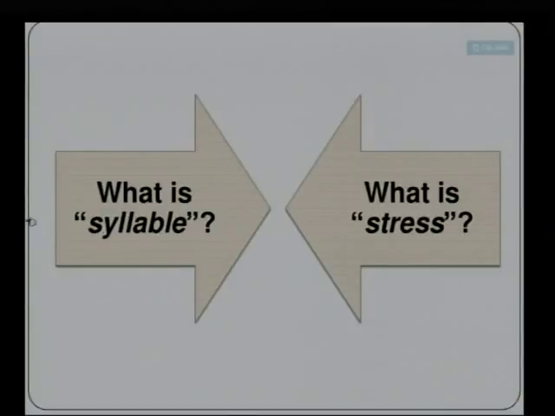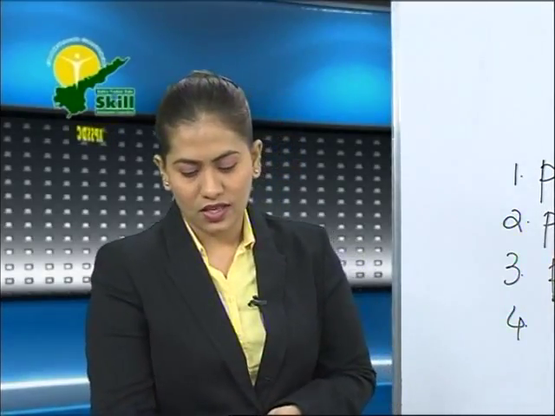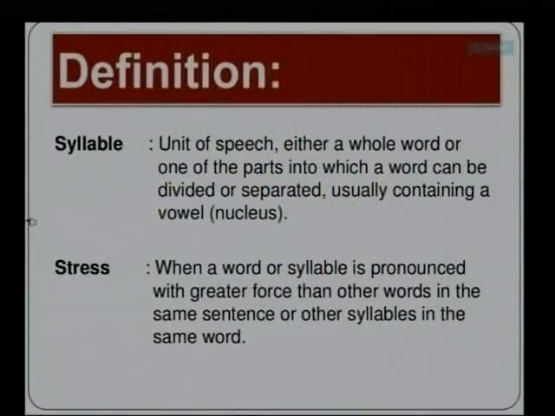So to understand syllable, I would like to give you an example. How do we define it is something very simple. We have to understand what is syllable and what is stress. So syllable, in general, is a unit of speech, either a whole word or one of the parts into which a word can be divided or separated, usually containing a vowel sound as its nucleus.